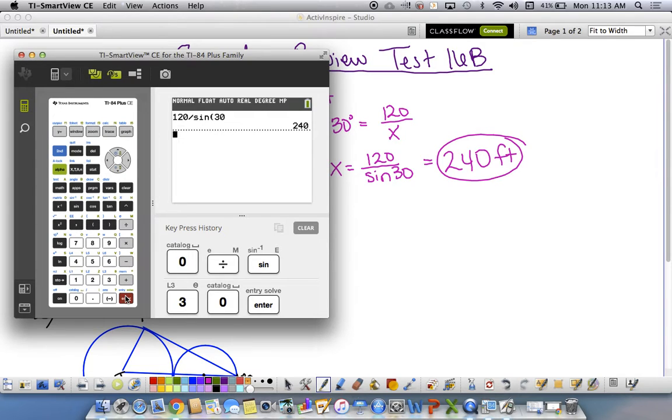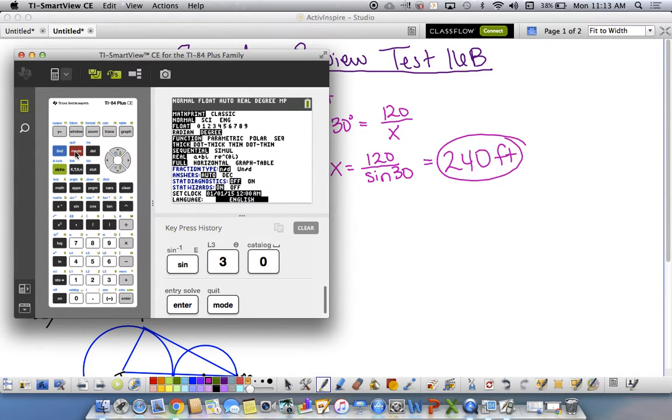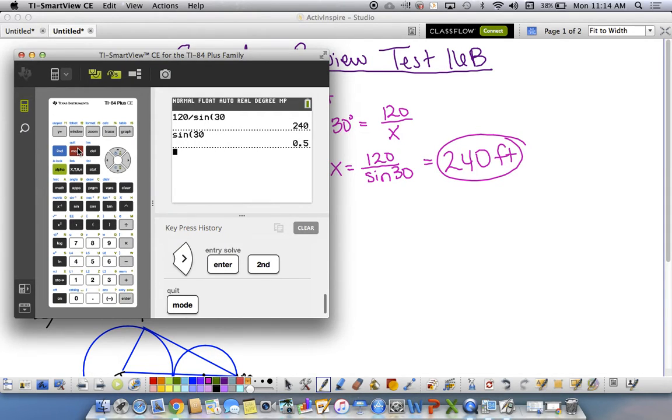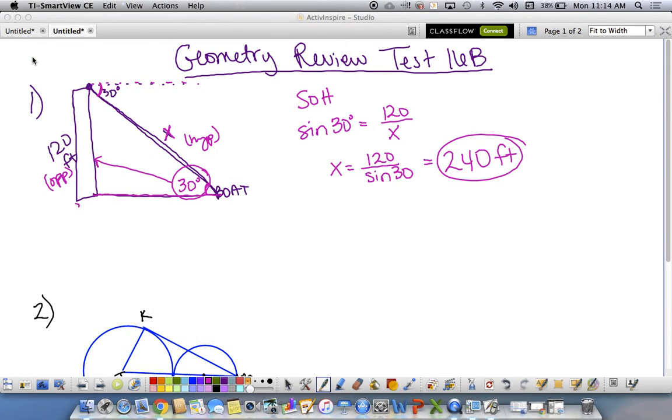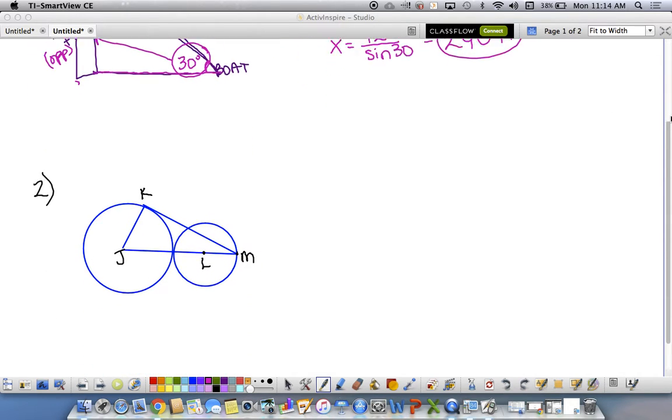Okay, sine 30 should be a half. If you don't get 0.5 when you do sine 30, you're not in the right mode. There's a little button right beside the second button, and it says mode. The only thing that you need to go to is this button right here, degree and radian. I put it flashing on degree, and I hit enter, and then just hit quit. Second mode is quit. Make sure you're in degree mode because there's more on here that you'll have to do. Okay, so your answer to number 1 is 240 feet.